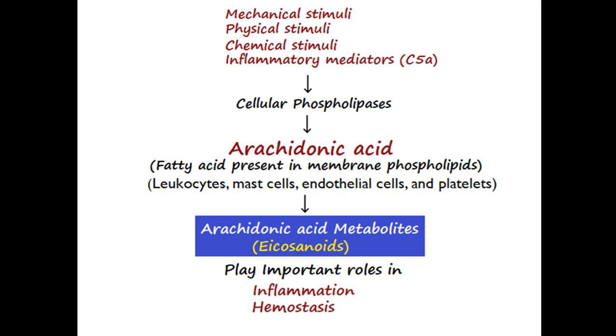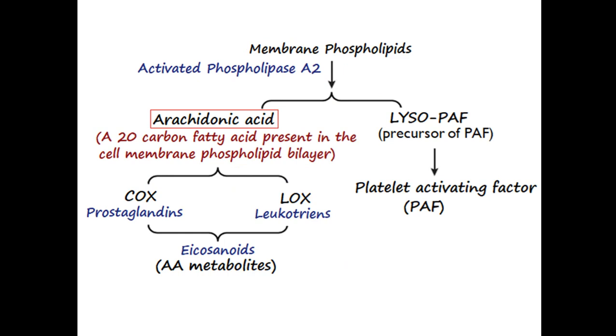Now, arachidonic acid can be broken down into metabolites, depending on the presence of the enzyme and the particular cell that is involved. The arachidonic acid metabolites are also known as the eicosanoids because they have the 20 carbon fatty acid present, and they play a role in two important situations. One is the inflammation and the other is the hemostasis that we have studied in our hemodynamics, as the primary hemostasis, secondary hemostasis, and the mechanisms that are involved in blood clotting.